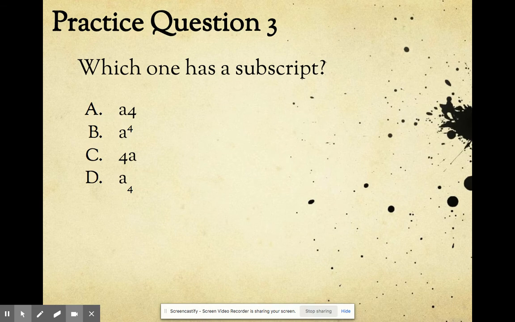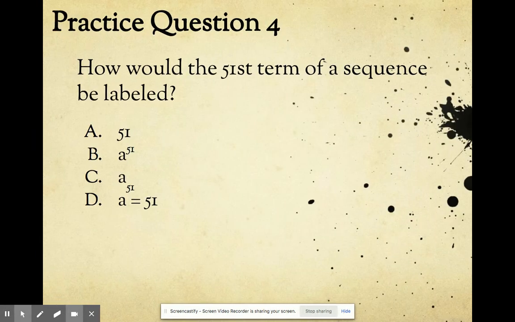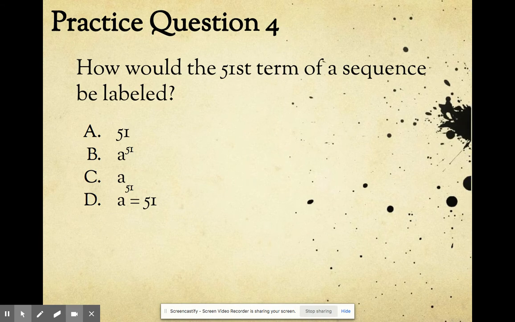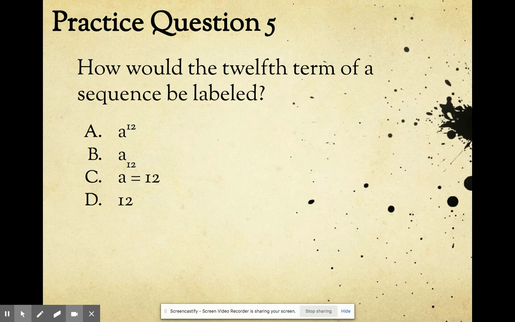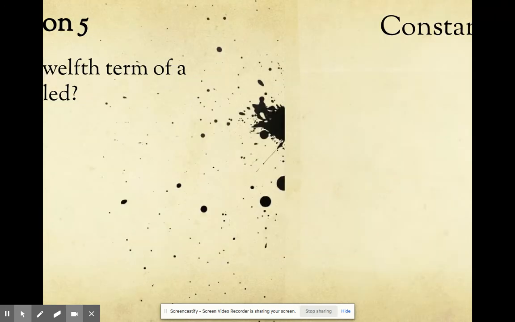Let's do a practice question. Which one has a subscript? A, B, C, or D. I'm hoping you're looking at D and thinking that's your option. How would the 51st term of a sequence be labeled? A, B, C, or D. I'm hoping you're looking at C. That's your answer there. How would the 12th term of a sequence be labeled? A, B, C, or D. And I'm hoping you're looking at B.